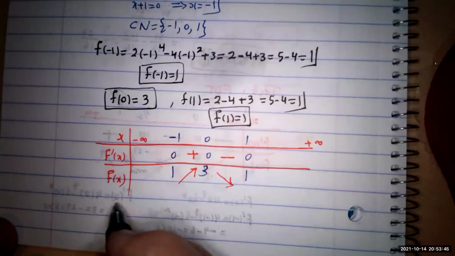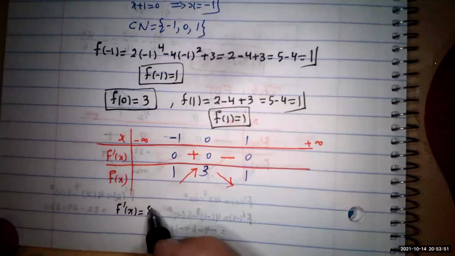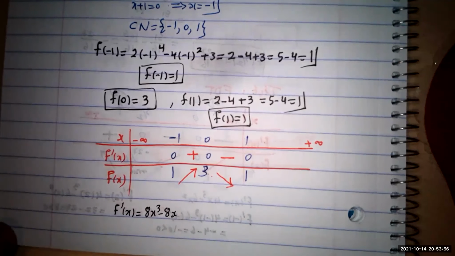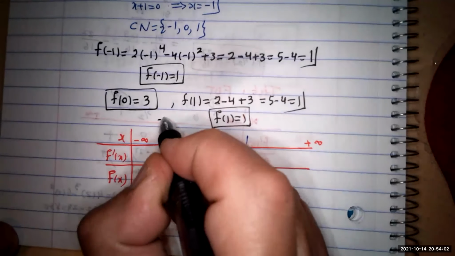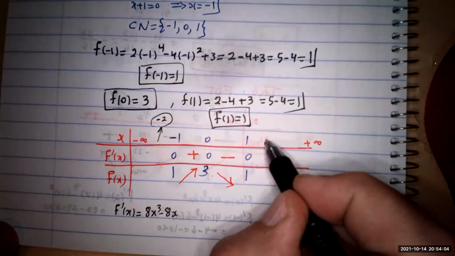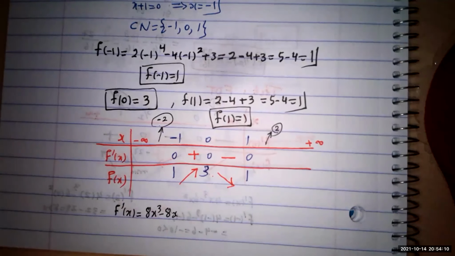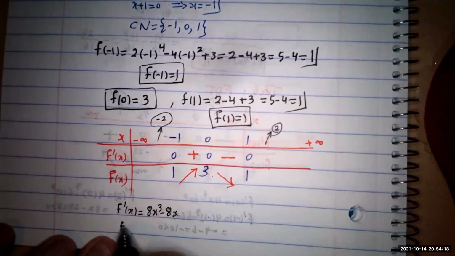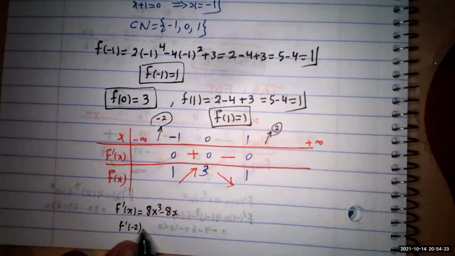Bring the f prime and check a couple of numbers. F prime is 8x cubed minus 8x. That's the original f prime. So we need 2 numbers. Okay, we check something like negative 2 here. And we check something like positive 2 here. To determine what's going to be the sign of those two regions. Okay, if you check negative 2, so it's going to be f prime of negative 2, substitute. You'll see what's going to be the sign of that region.